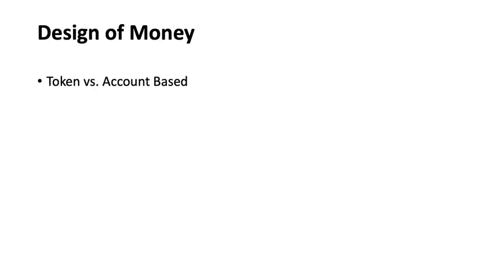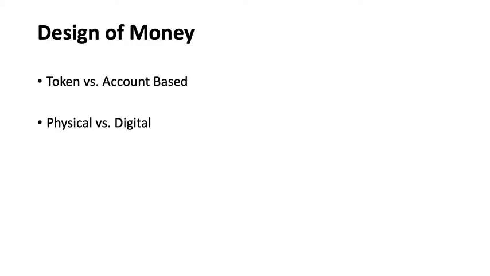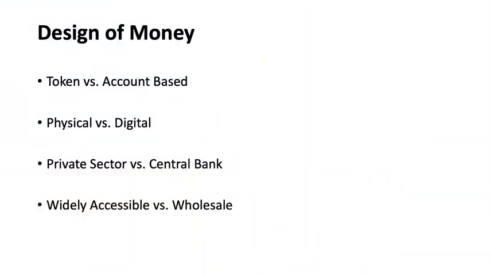You can make it a token. A token is like something physical, or account-based. We now live in a world of account-based money, and it's digital, not physical. It can be issued by the private sector, just like banknotes in the 18th century, or private sector like Bitcoin, or it can be central. It can be widely acceptable or just wholesale. There are forms of wholesale money.